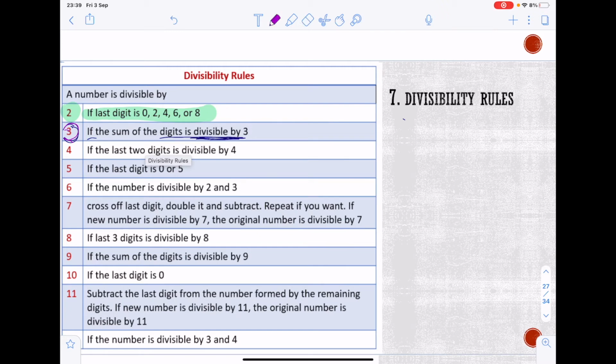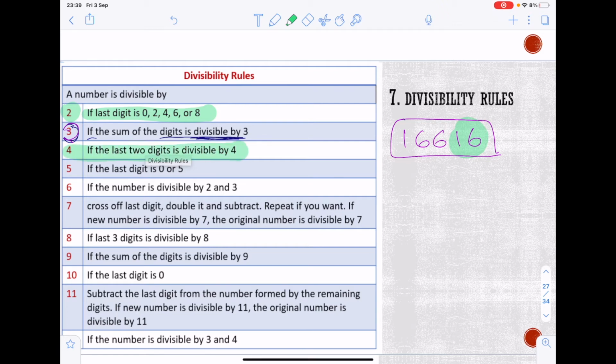Let's see the divisibility by 4. For the divisibility by 4, the last two digits should be divisible by 4. So if you get a number, for example 16616, this is divisible by 4. Why? Because the last two digits are divisible by 4. So we always focus on the last two digits.